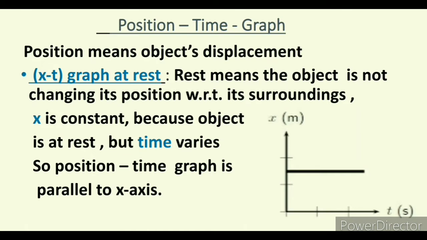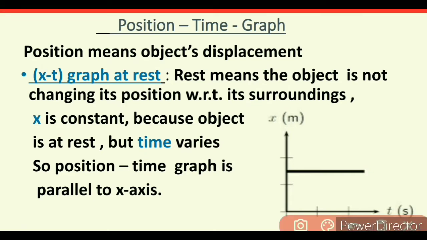Position means the object's displacement, how much the object changes its position. In the XT graph at rest, the object is not changing its position with respect to surroundings. In this graph, x is constant because the object is at rest, but time varies, so the position-time graph is parallel to the x-axis.